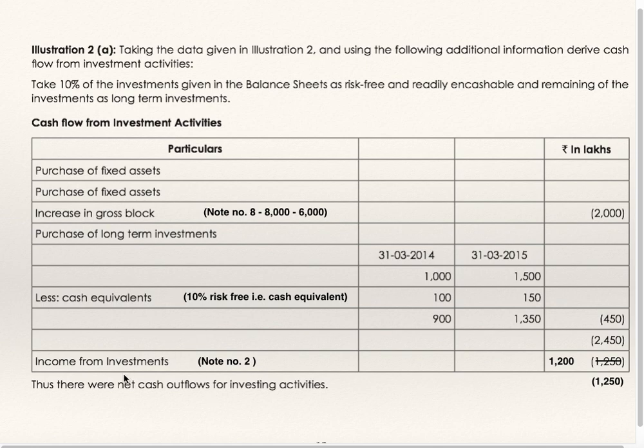But in investment activities, you have income from investment. Refer note number 2, which is 1200. So minus 2450 plus 1200 is minus 1250. This is cash flow from investing activities. As it is negative, it is cash outflow from investing activities.